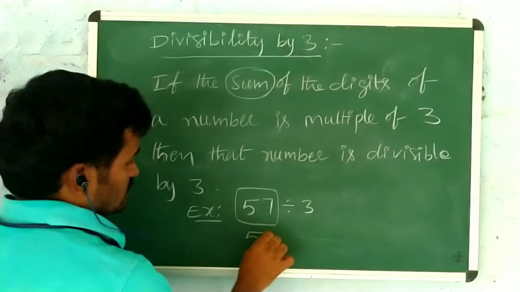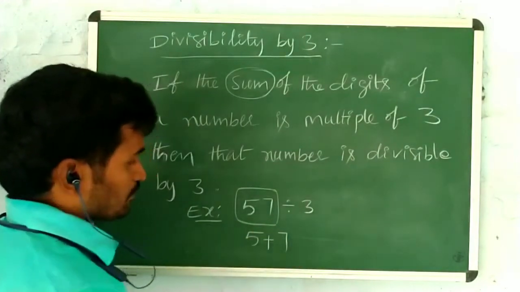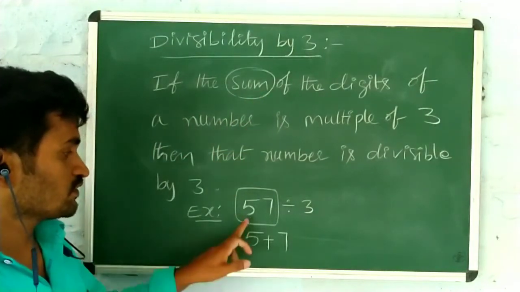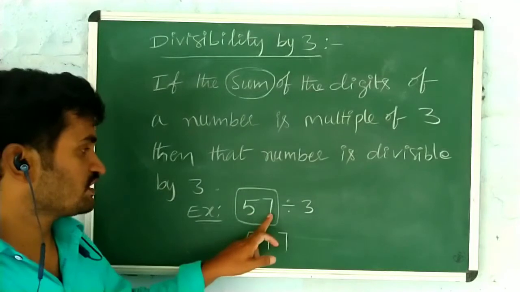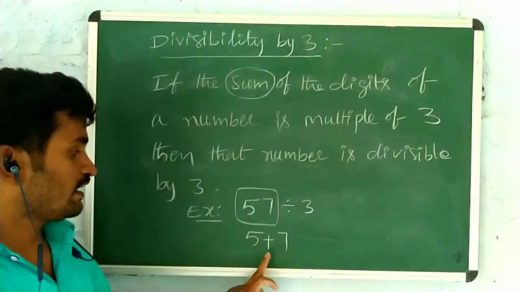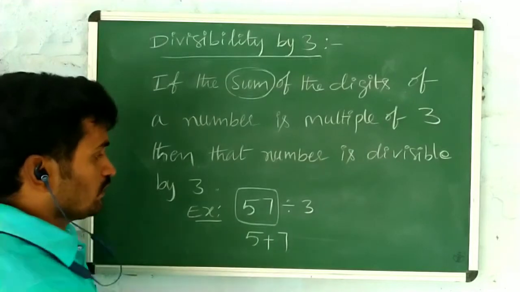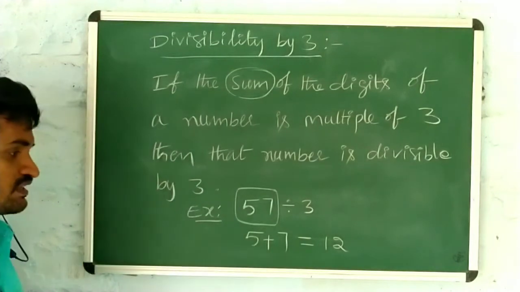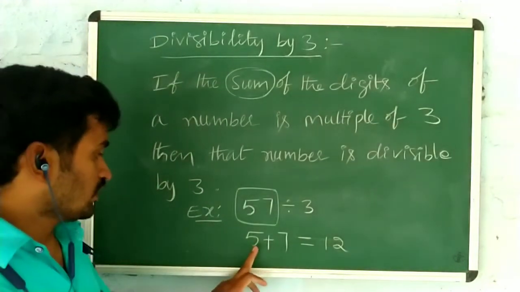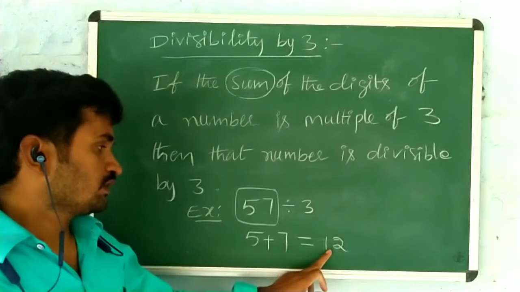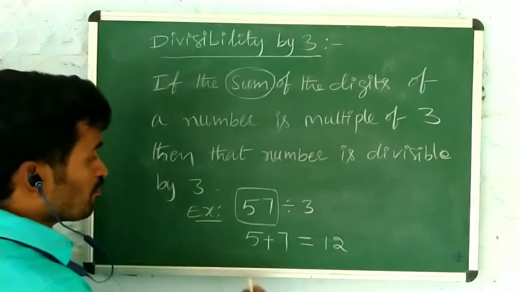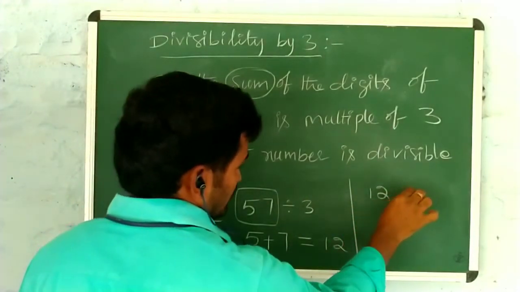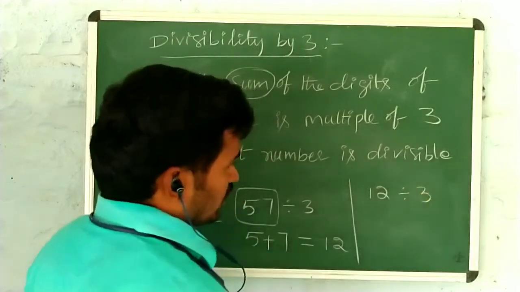So we have to add these two digits, 5 and 7. 5 is one digit, 7 is the other digit. Add the two digits. 5 plus 7, we know the answer very well, 5 plus 7 is 12. By adding these two digits, we got 12. Now you check whether this 12 is divisible by 3 or not.